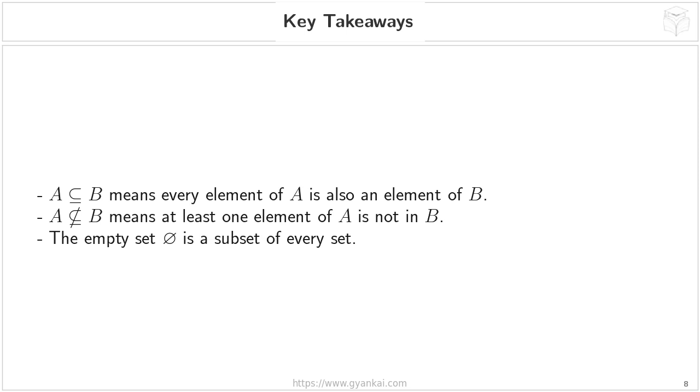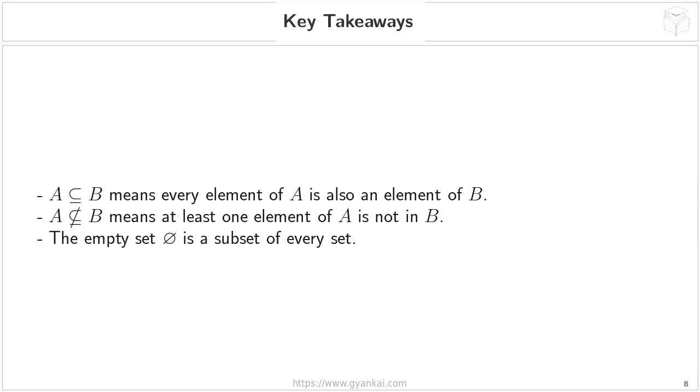Finally, and this is a bit of a tricky one, we have the empty set. The empty set, which we represent as either a symbol that looks like a curved zero or curly braces with nothing inside, is a subset of every set. Now, that might sound strange, but think about it logically. The empty set contains no elements. Therefore, the condition that every element of the empty set is also in the other set is automatically satisfied because there are no elements to check. It's a fundamental rule in set theory, and it's important to remember it.